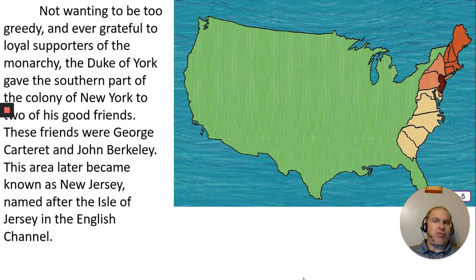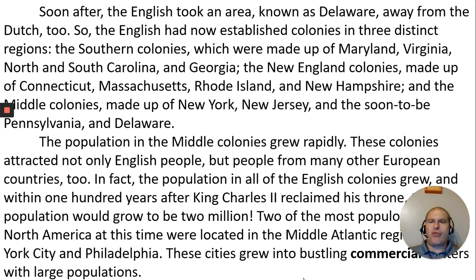Not wanting to be greedy and ever grateful to loyal supporters of the monarchy, the Duke of York gave the southern part of the colony of New York to two of his friends. These friends were George Carteret and John Berkeley. This area later became known as New Jersey, named after the Isle of Jersey in the English Channel. A lot of things are named after stuff in England. Soon after, the English took an area known as Delaware away from the Dutch too.